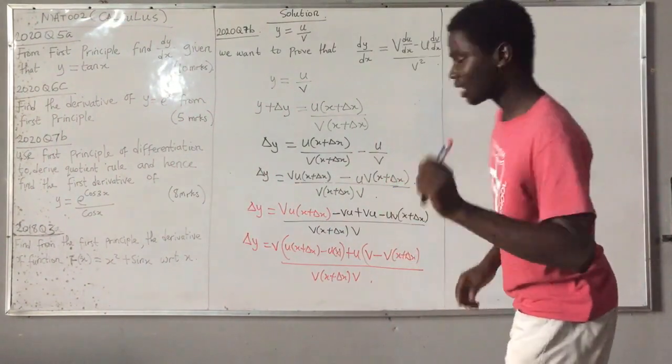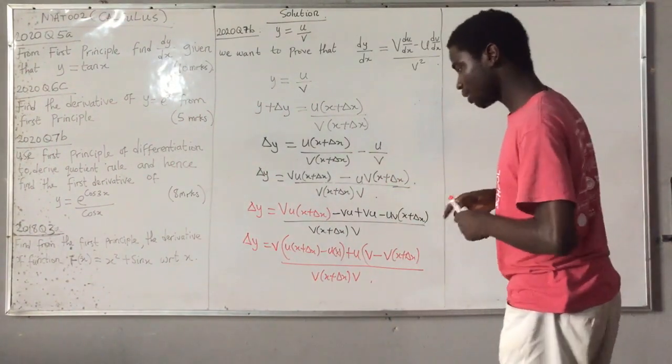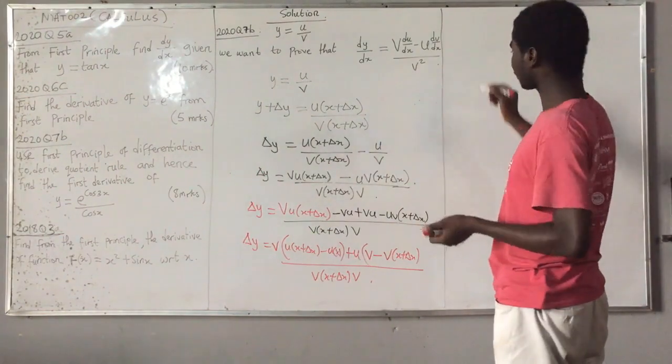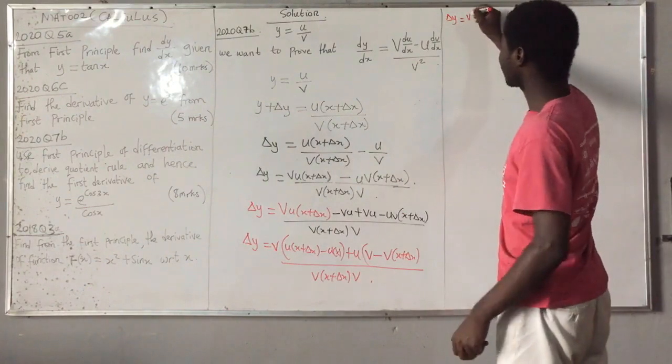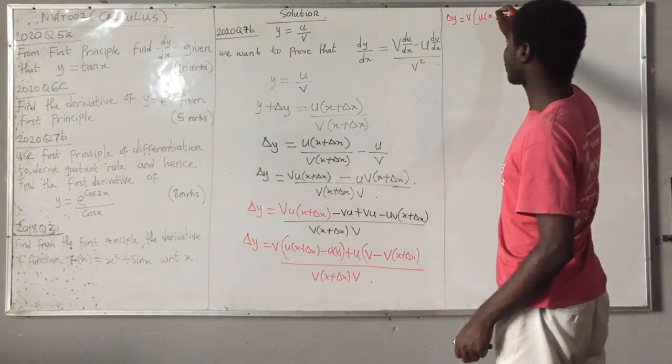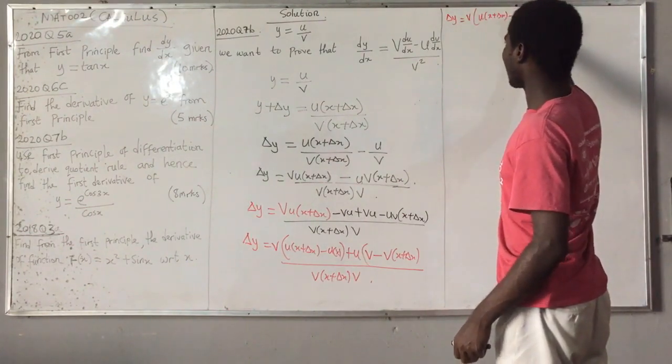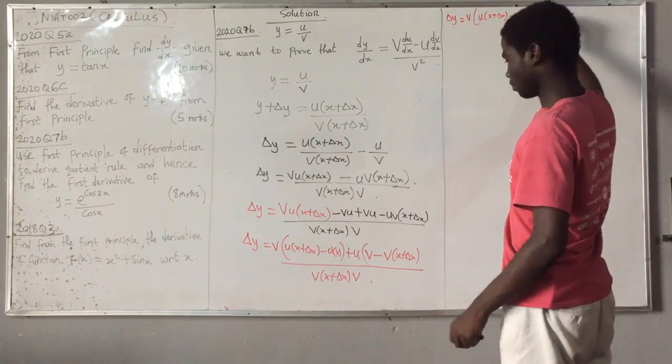Are you getting my point? Let's continue. Now, this is what is going to happen. Delta y is equal to v u of x plus delta x minus u of x.